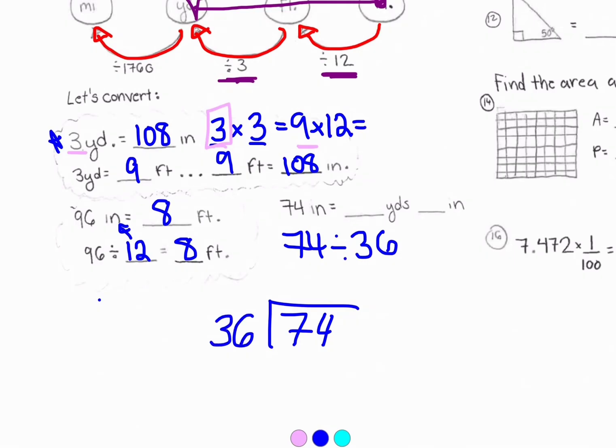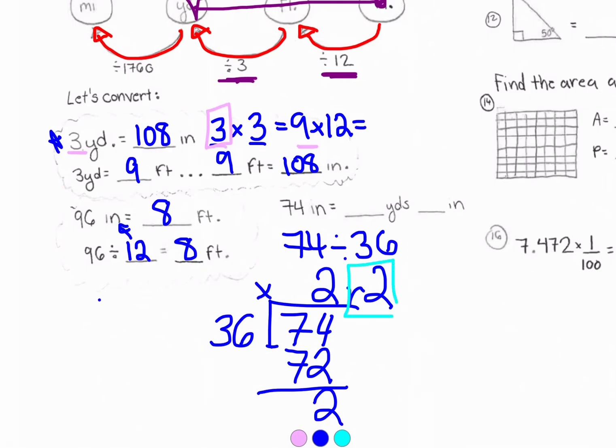So how many times does 36 go into 7? 0 times. Okay, so how many times does 36 go into 74? Twice. 2 times 36 is 72. 74 minus 72 is 2, so you have a remainder of 2. Like I said, this is going to be one of the few skills where you're actually going to use remainders. Customary units will all use remainders. So how many yards are in 74 inches? Well, there's exactly 2 yards, because that works out perfectly, and there are 2 leftover inches.